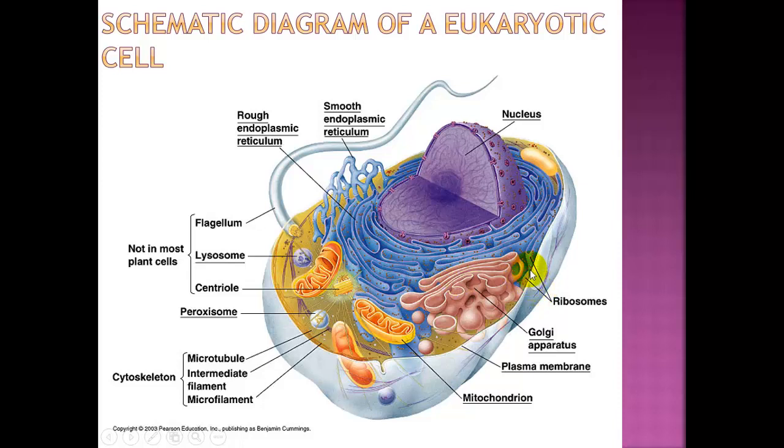ribosomes as shown on the rough endoplasmic reticulum and free in the cytoplasm, centrioles, the flagella, which may or may not exist in all cells, and the cytoskeleton, composed of microtubules, intermediate filaments, and microfilaments. We will look at these structures in detail at a later time.